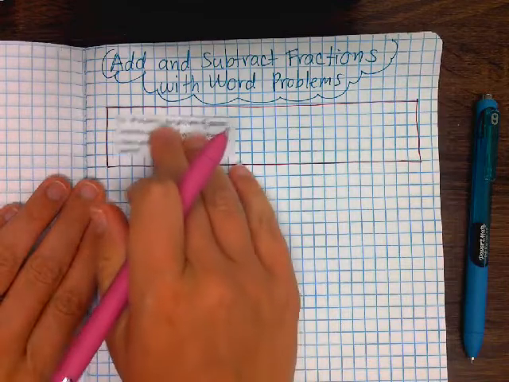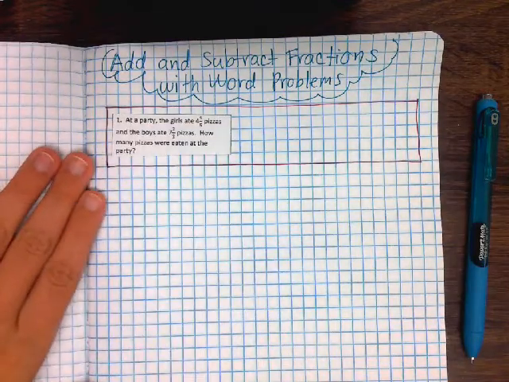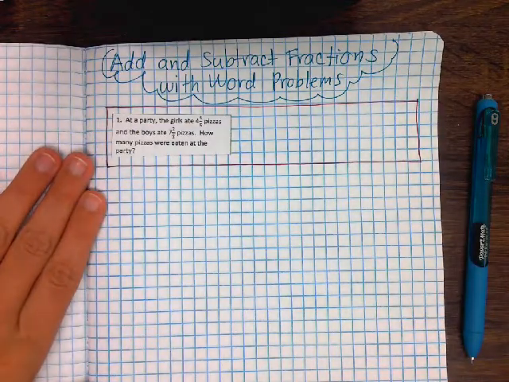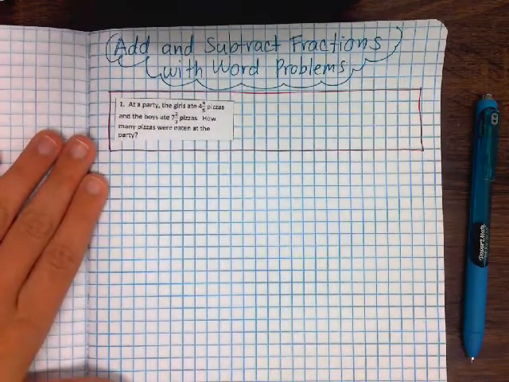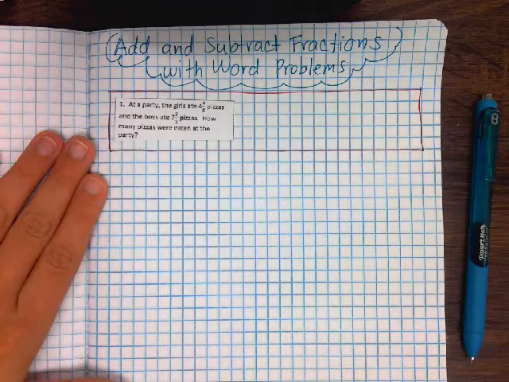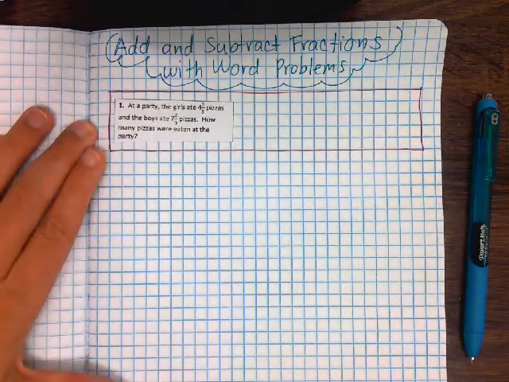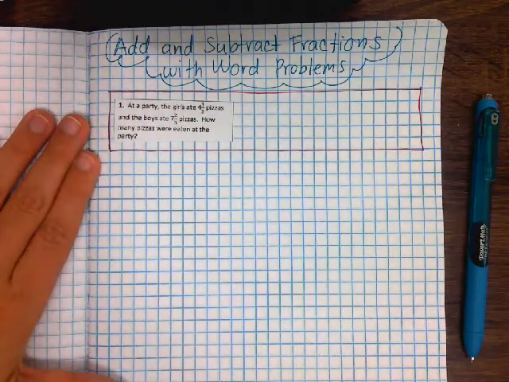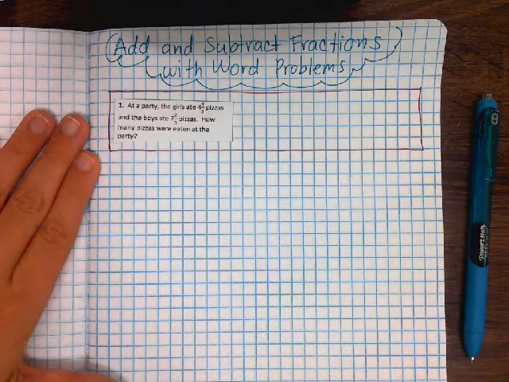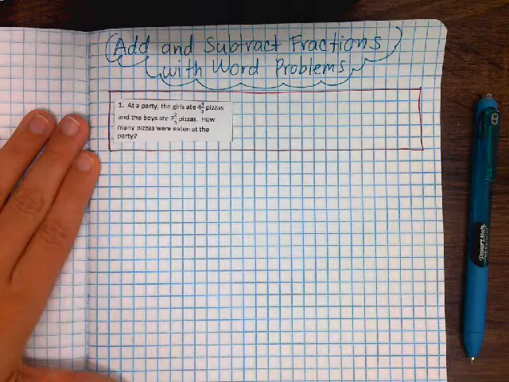So, the first word problem. You do not have to write this down. Please do not write down the word problem. We are going to go over it. So if you need to reference it back, you can always rewatch this video. So the first problem. At a party, the girls ate 4 4/5 pizzas. The boys ate 7 2/3 pizzas. How many pizzas were eaten at the party?